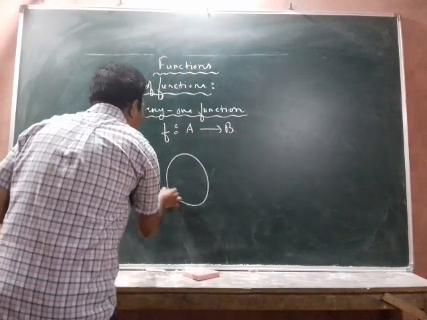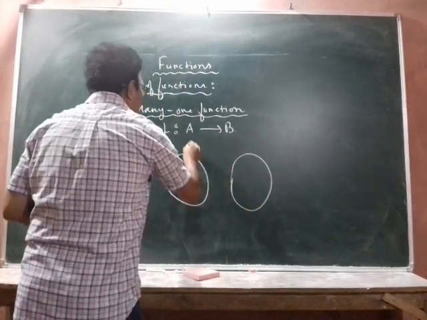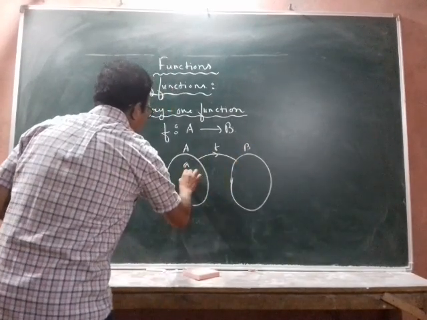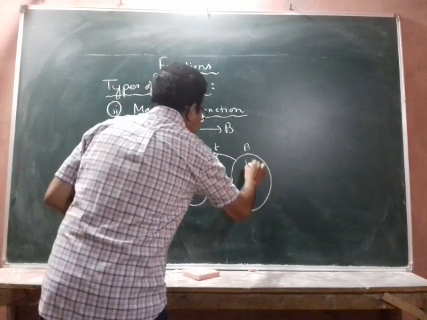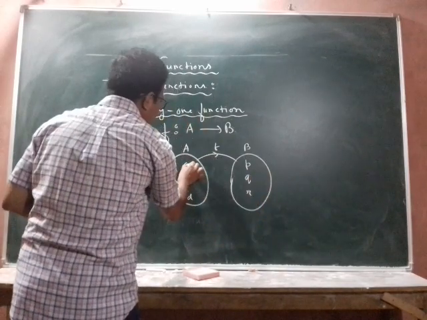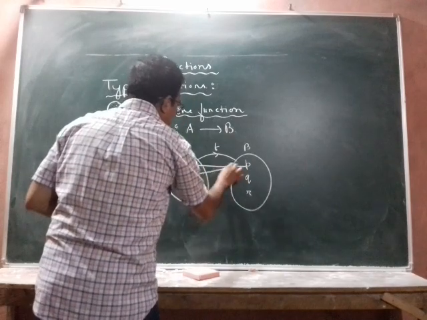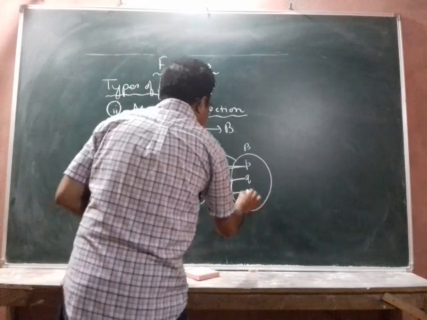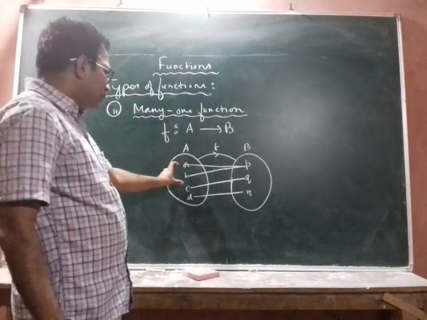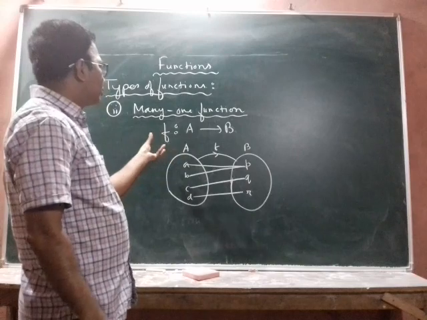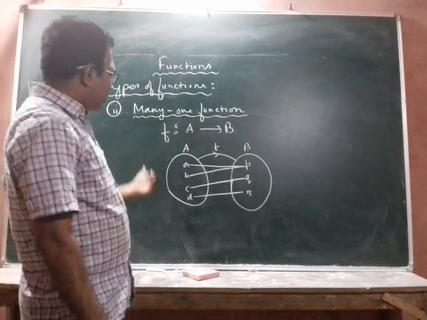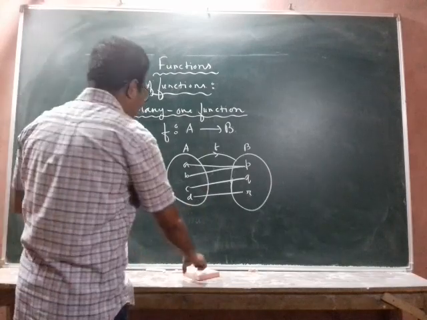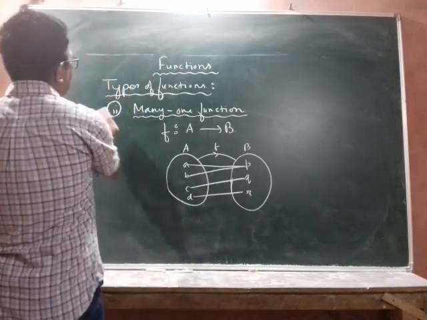So in Venn diagram it will be more clear. So A and this is B, f is a function from this one, a, b, c, d, p, q, r. Suppose a and b have the same image p, and c has the image q and d has the image r. So here at least two elements have the same image. So that's why it is known as many-one function. It can happen that many elements have the same image. So this is many-one function.